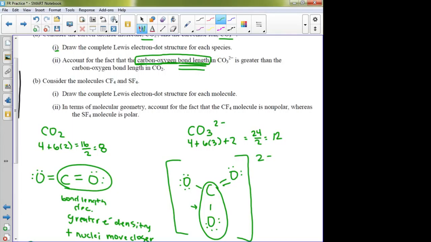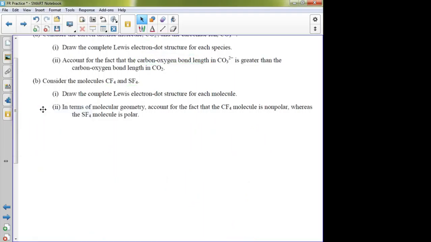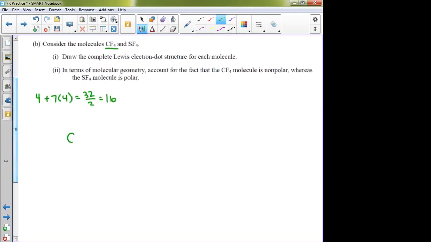B says consider the molecules CF4 and SF4. 1 says draw the complete Lewis electron dot structure for each molecule. So I'm going to clear the ink and we're going to start this all over again. Carbon has 4 valence electrons, fluorine has 7, multiply that times 4. 4 plus 28 is 32, divided by 2 is 16. So I'm going to have my carbon in the middle, 2 more fluorine, 2 more fluorine, 2 more fluorine.